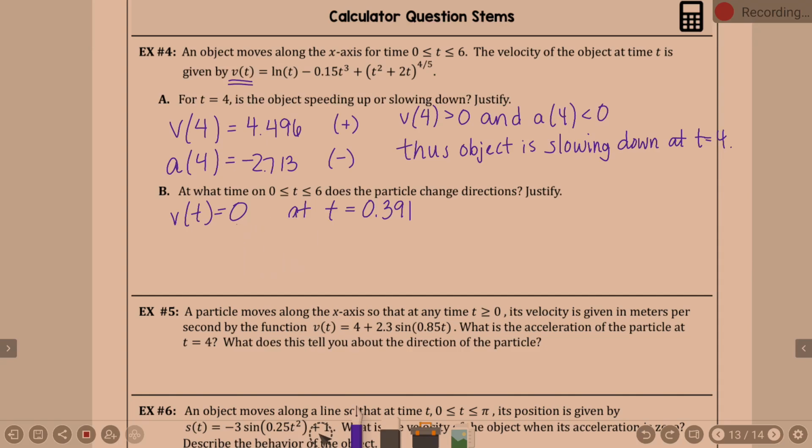Am I done? No, you must do it again. Is there another value in this interval that looks important? Yes. When else does my velocity equal 0?